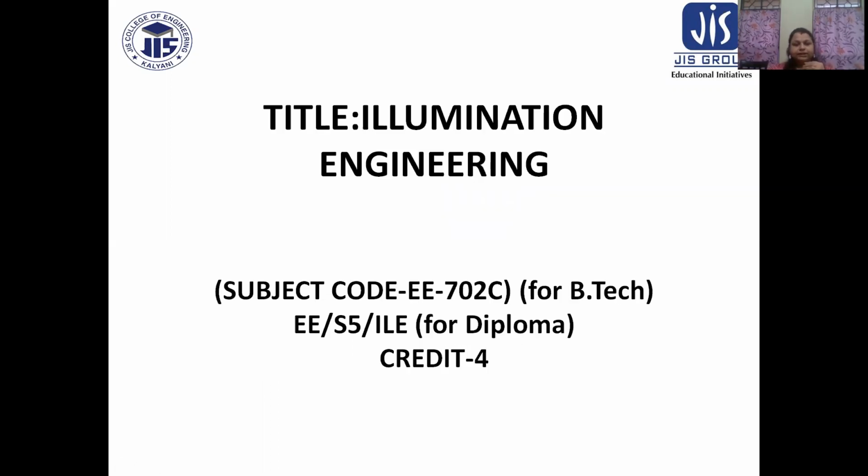All of you know that the illumination engineering subject is generally taught in 7th semester BTech Electrical Engineering syllabus, and also it is taught in the diploma section of 5th semester 3rd year in electrical engineering. And the subject code is EE702C for BTech and EES5IAE for diploma. The credit is 4 and this is an elective subject.